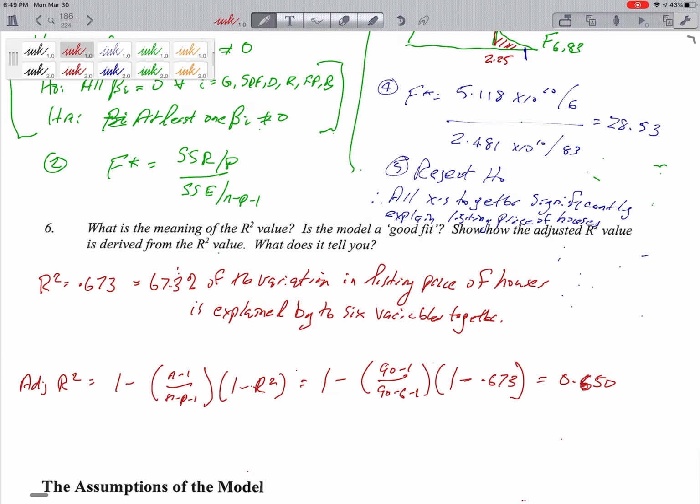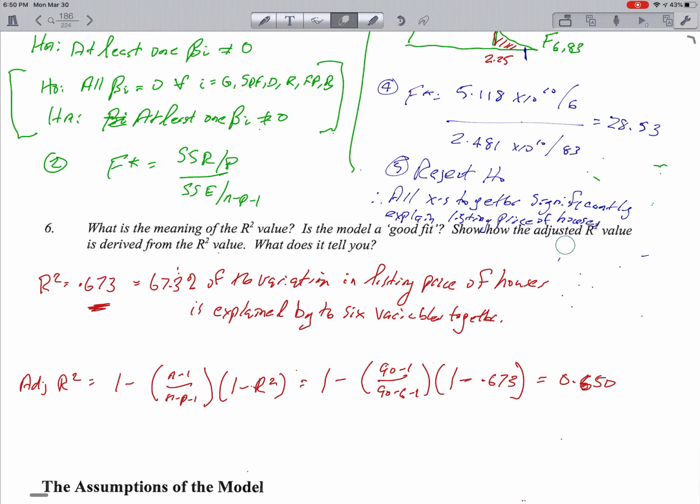When you get the adjusted R-squared value lower than the R-squared value, it means that you've got some variables in there which are insignificant. It's kind of a penalizing factor. If they're all significant, it might be a little bit lower, but it should be pretty close to it. So that's what we've got. We still, in calculations, use the R-squared value, not the adjusted R-squared value.